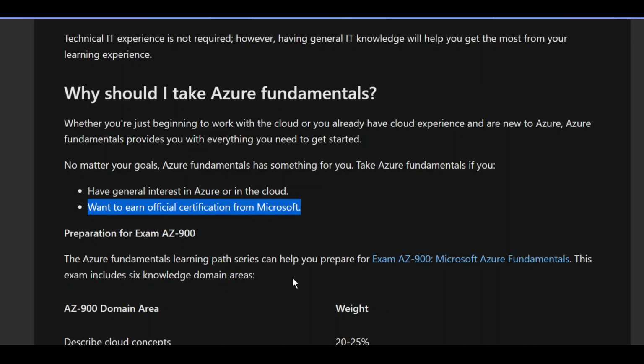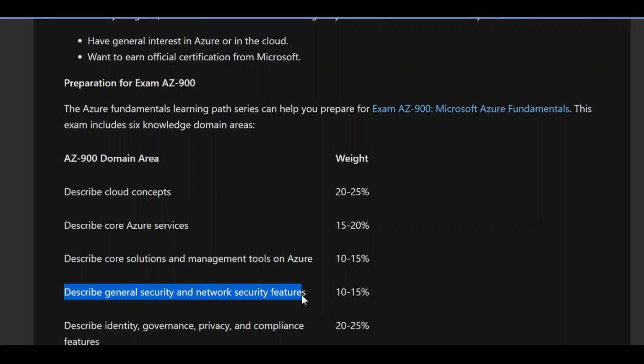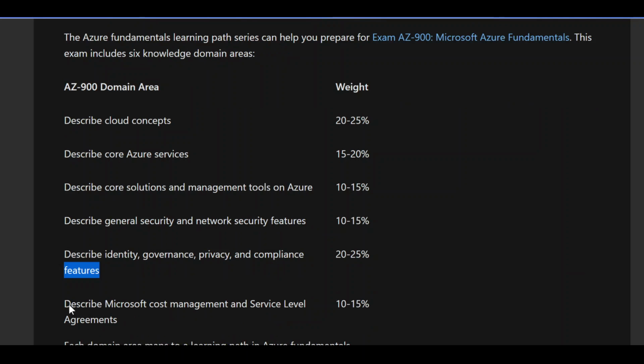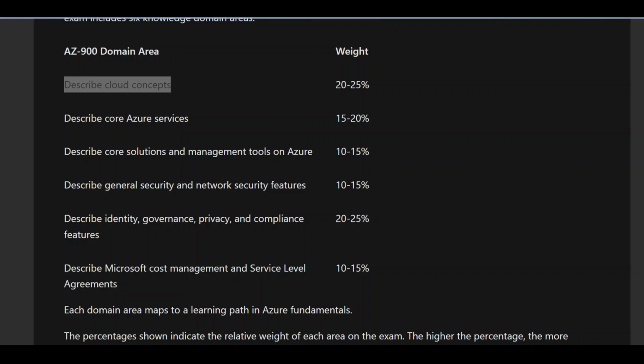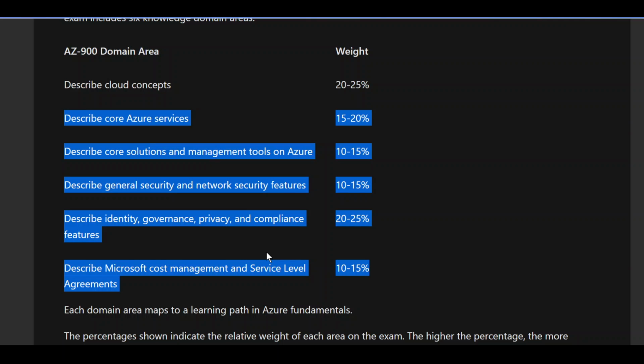Okay, domain expansions. They have: describe cloud concepts, describe core Azure services, describe core solutions and management tools on Azure, describe general security and network features, describe identity, governance, privacy, and compliance features, describe Microsoft cost management, and service level agreements. So, yan yung mga pag-aaralan natin. Just marami-rami. Magawa tayo ng notes about them. Okay natin yan. Sisingit tayo ng mga notes below.